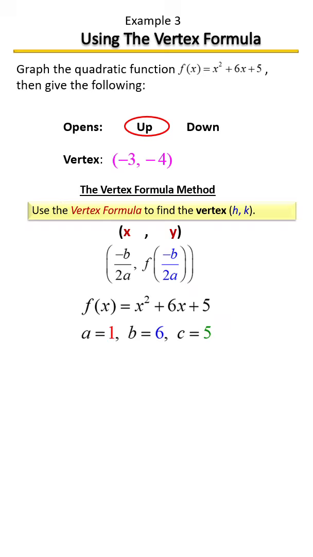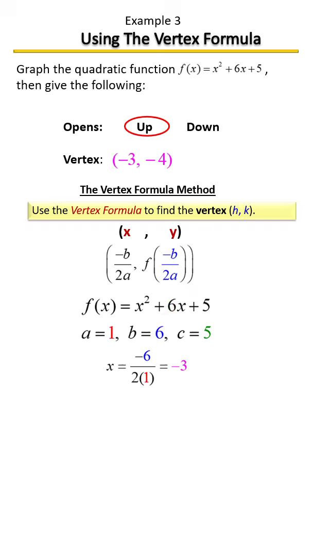So that's minus b over 2a. That's going to give us negative 6 divided by positive 2, which is negative 3. So now we have a negative 3 for our x value. To find our y value, you take your result of x and plug it into the equation itself.